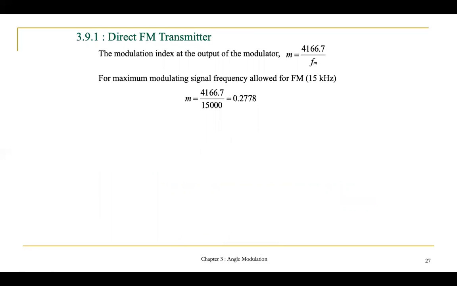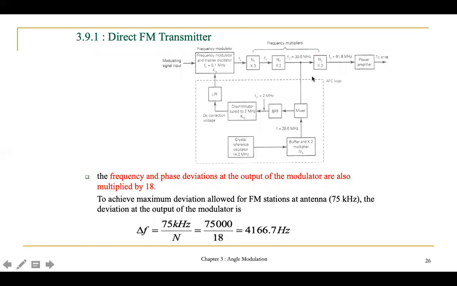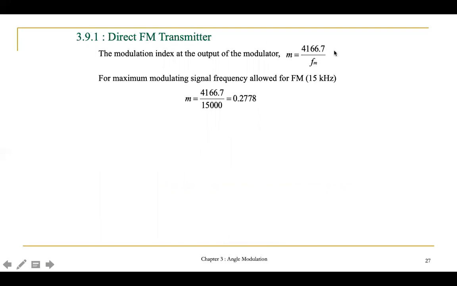And your modulation index, you know that your modulation index M equals delta F over Fm. So your delta F is 4166.7 divided by Fm. And your Fm, the maximum modulating signal frequency allowed for FM, is 15K. So you divide by 15K, you will get your modulation index equals 0.2778.